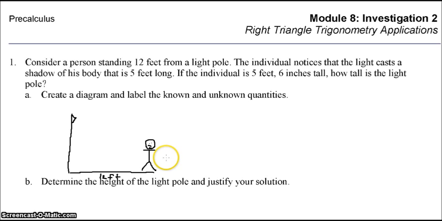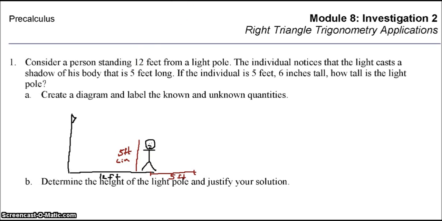The individual notices that the light casts a shadow of his body that is 5 feet long. So over here we have a shadow, 5 feet. And how tall? Oh, this is okay. The individual is 5 feet 6 inches tall, so this distance is 5 feet 6 inches. How tall is the light pole?